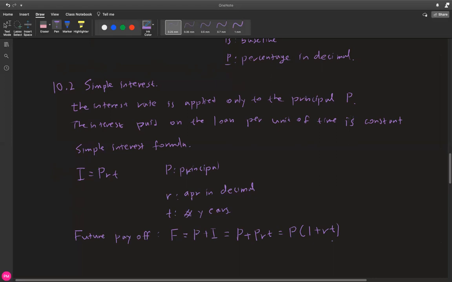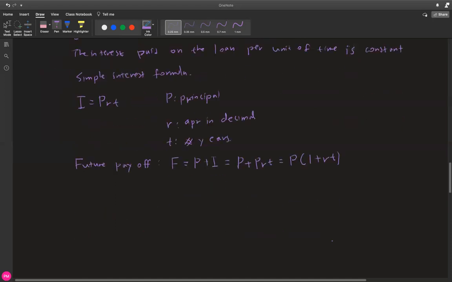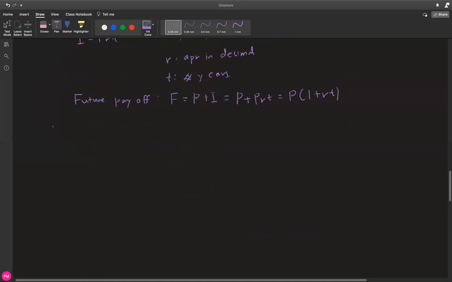Simple interest is a very good way to start thinking about how interest works. It's a very simple example, and a good one to really get your feet wet. However, in real life, simple interest is really not very applicable because not many places offer simple interest. So we're going to talk about compound interest now. So 10.3 is the compound interest.